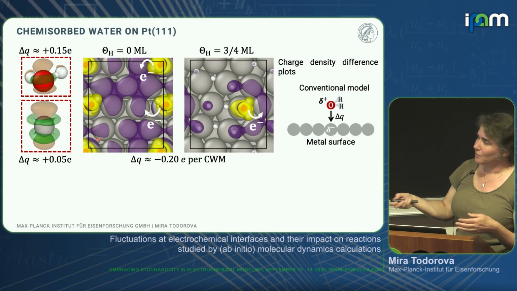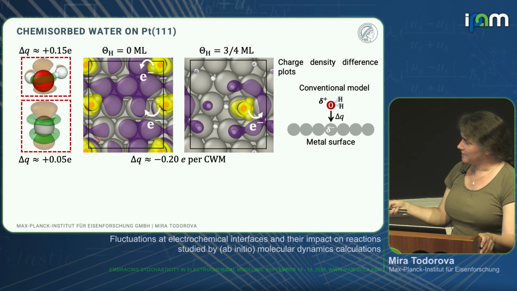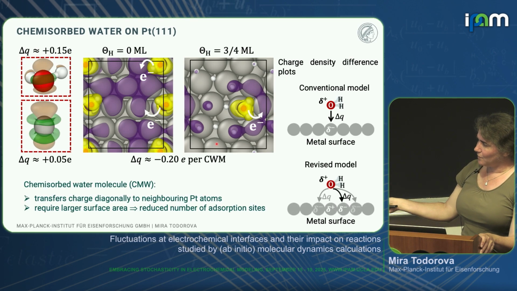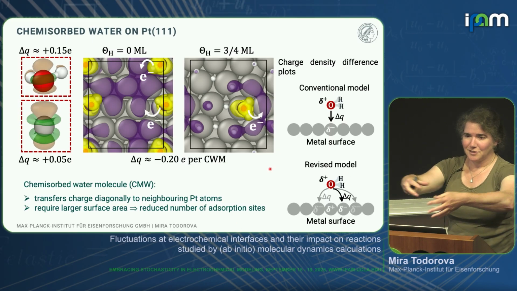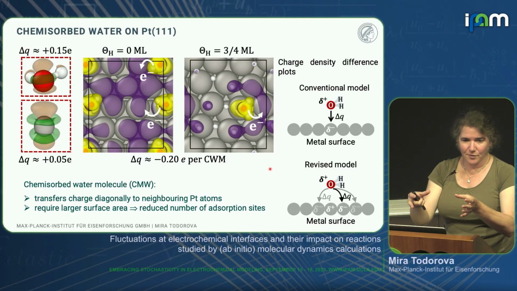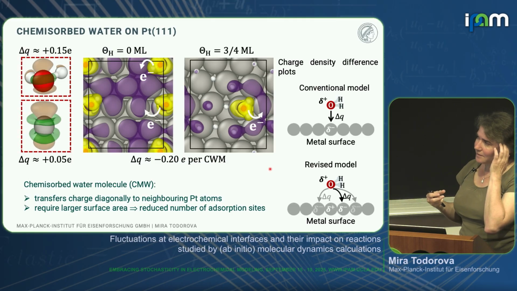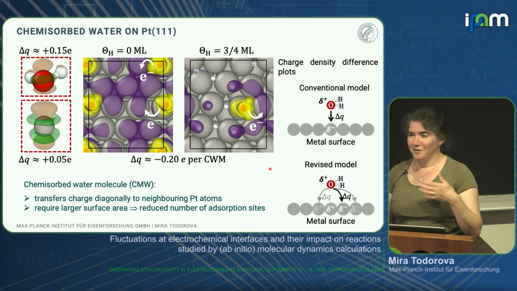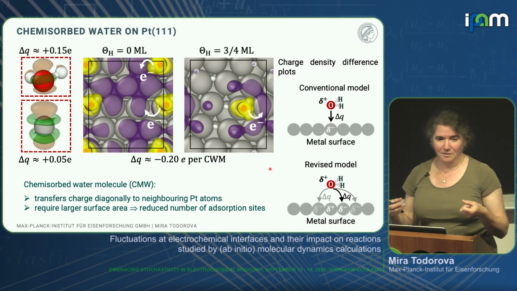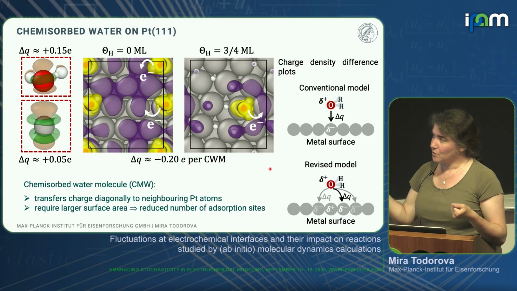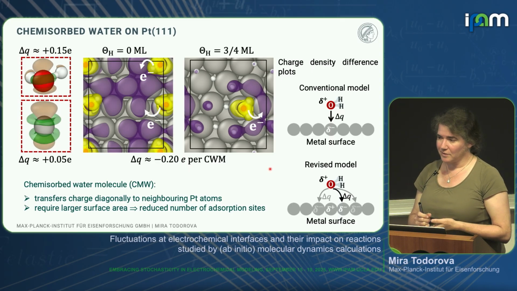So each water molecule needs a bigger surface area in order to adsorb. So it will claim not only one atom, but it will claim an area of a few atoms. And this would also mean that we cannot reach a 1 molar coverage of water. We see something like a 2/3 coverage of water that we reach with these chemisorbed water molecules.